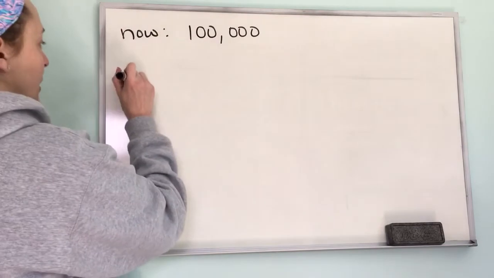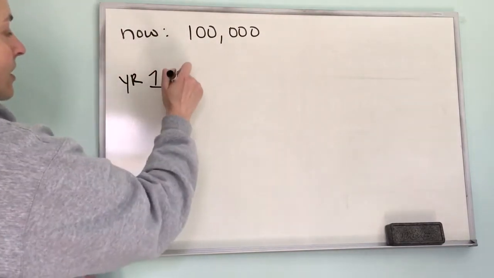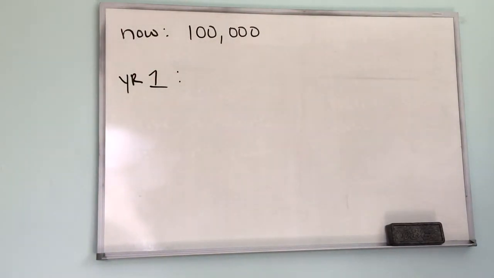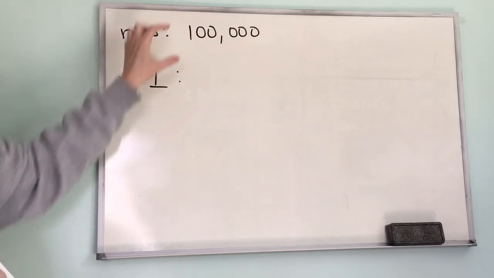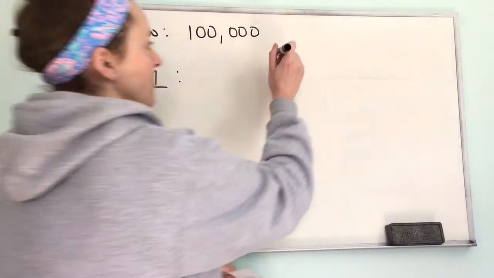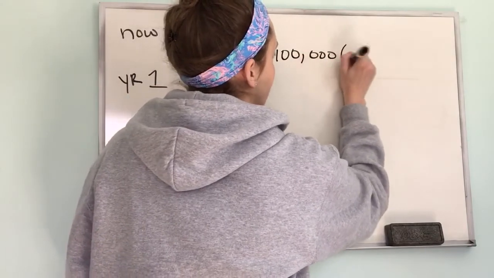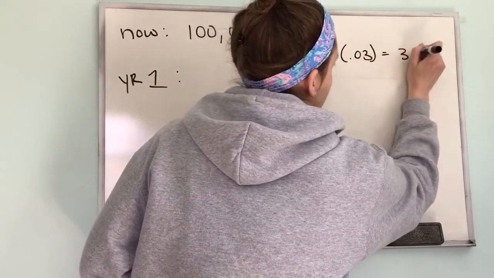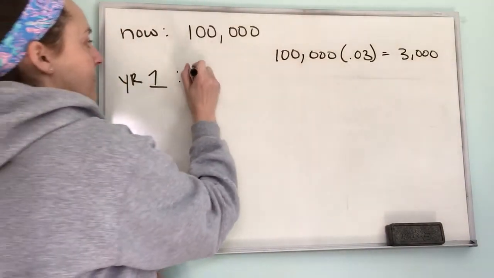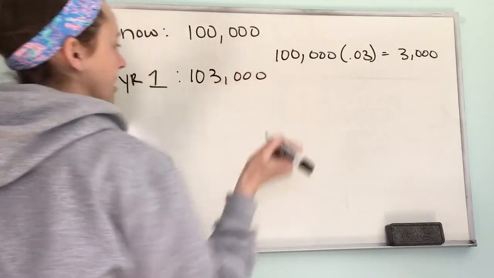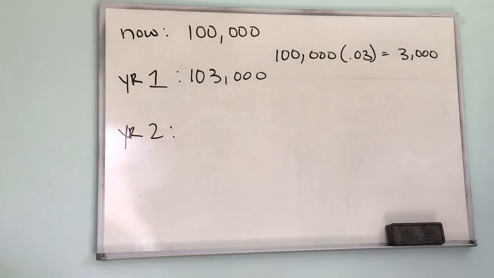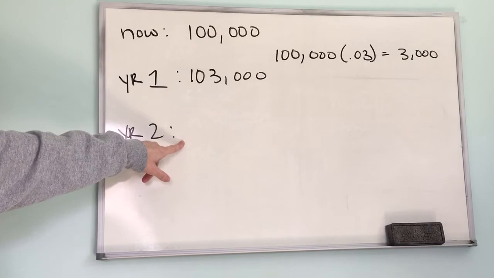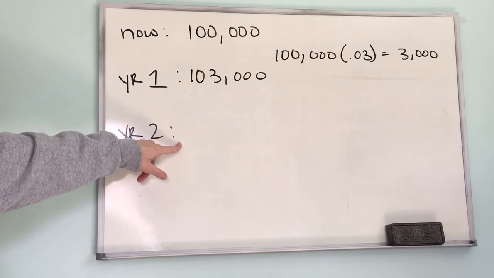So after year one, if it's growing by 3%, what's the population after year one? Well, I can just take this, multiply it by 3%, and then add that to this, and I'll get that. So 100,000 times 3% equals 3,000. So the population after year one is 103,000. So what about year two? Do I just add 3,000 again to this and we get 106,000? No, right? That would be linear growth.